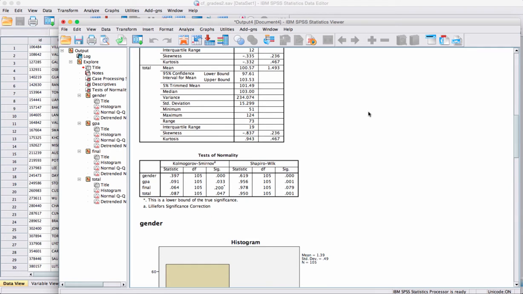And then for the tests of normality, we can see that if we look at GPA and we look at total, those data are significantly non-normal. If we look at final, we can see that because that value is above 0.05, we would consider that data normal or not significantly non-normal.